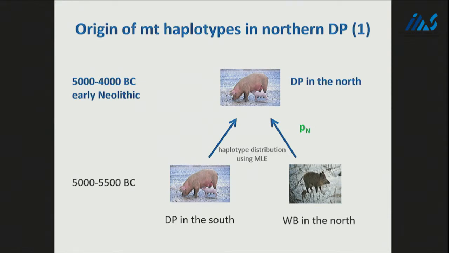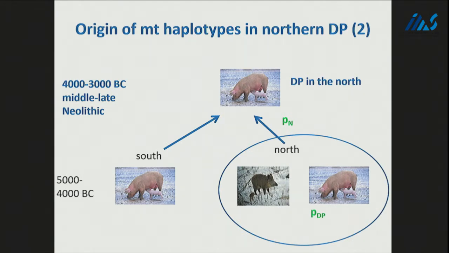For the modeling, we took into consideration the haplotype distribution using the maximum likelihood estimator. That's a common approach. And we used the data from the preceding period. And we asked, well, what's the probability that the mtDNA haplotypes in the domestic pigs in the north derived from the wild boar in the north? And the answer was 0, which means then that all of the lineages came from domestic pigs from the south. Well, that was not really a big surprise. That's what we expected, because that's consistent with the model that Gregor had already established.